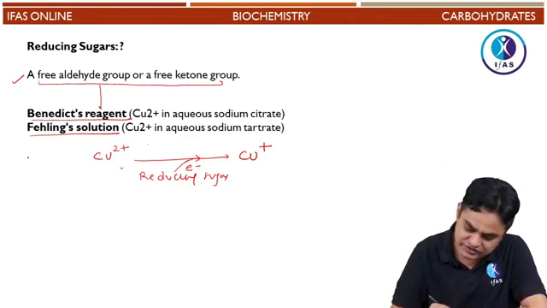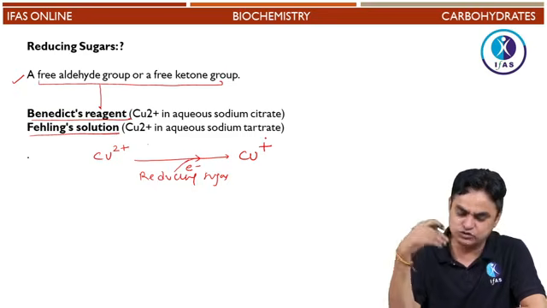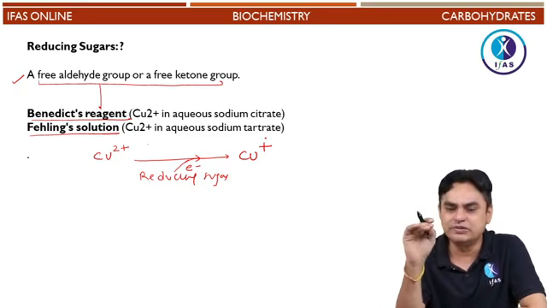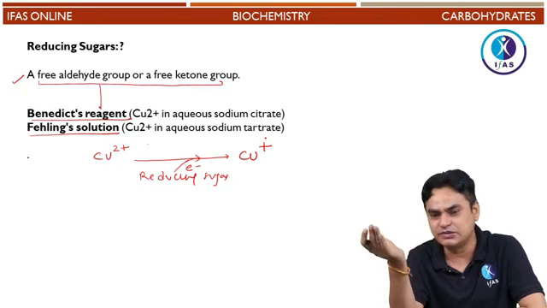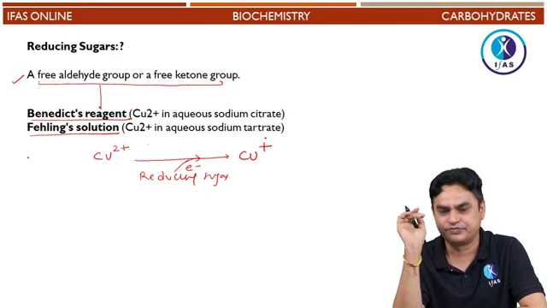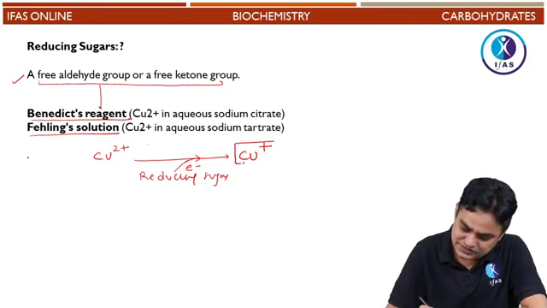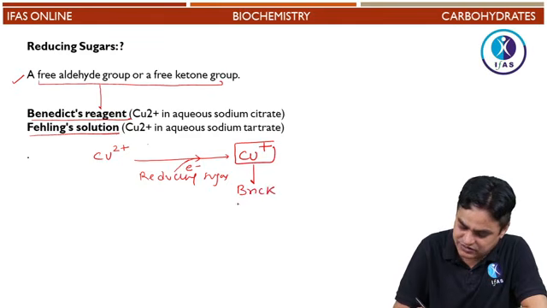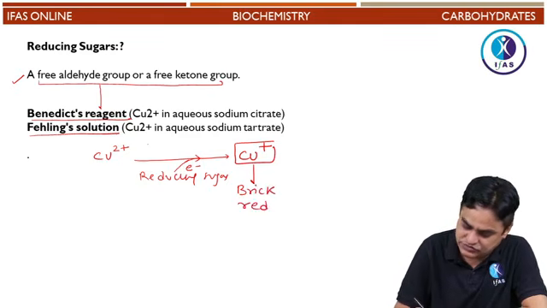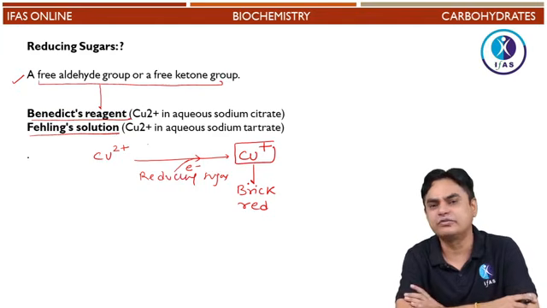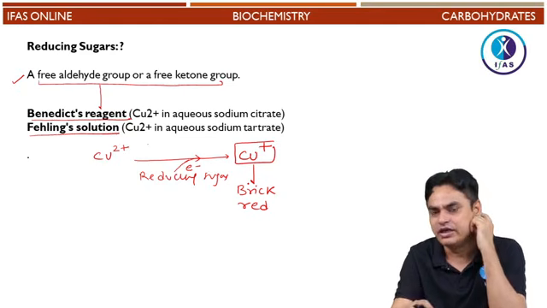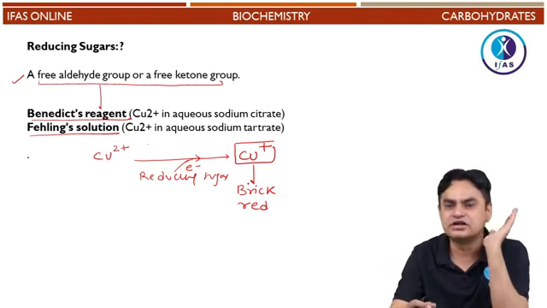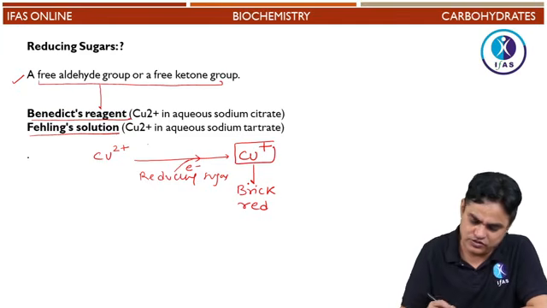Whenever the Cu2+ form may be in sodium citrate or in sodium tartrate. If in sodium citrate, it is referred to as Benedict solution. If it is in sodium tartrate, it is referred to as Fehling solution. So if Cu+ forms, there is a change in color. The final color would be brick red. So if there is a test tube with Benedict reagent, and you put some unknown sugar into it, if the color changes to brick red, you say that it is a reducing sugar.